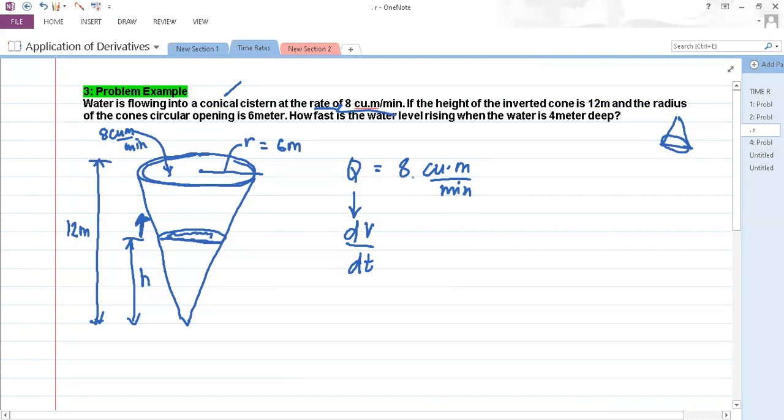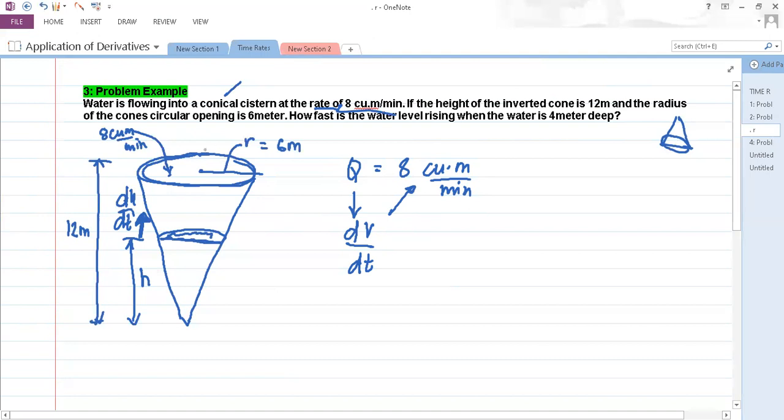So this is one given. Meron tayong given. So we have 12 meter. Meron din tayong radius na 6 meter. And we have to find this. Ano yung rate nito? That is dH over dt. So itong rate ng level ng water.